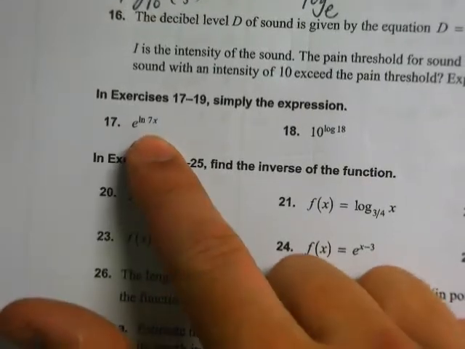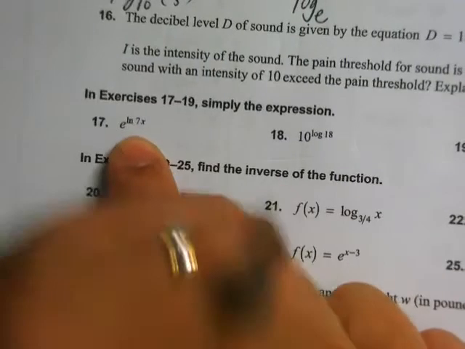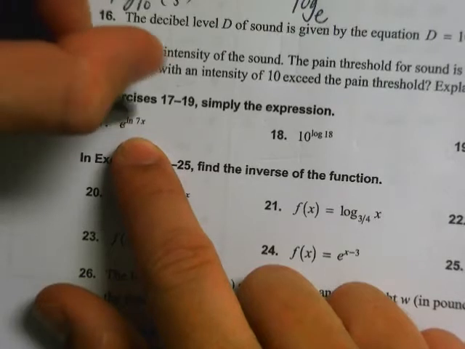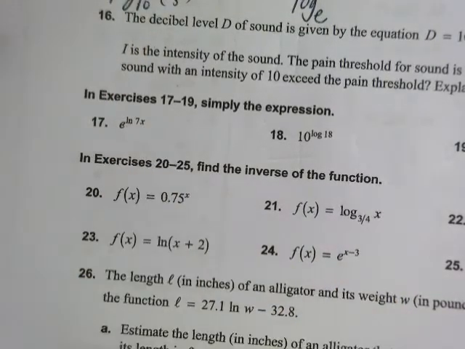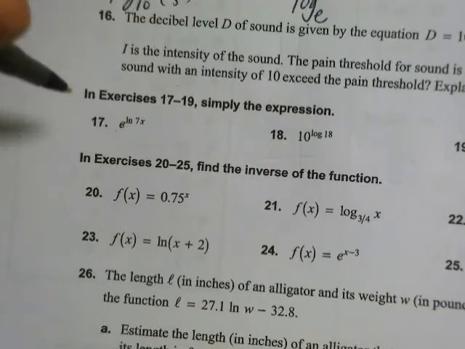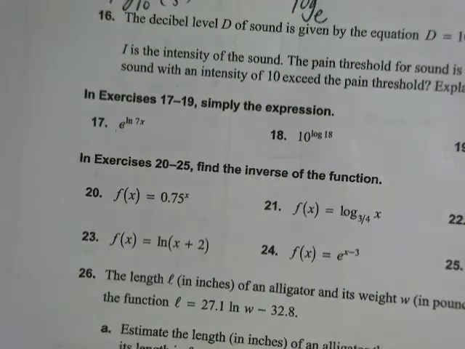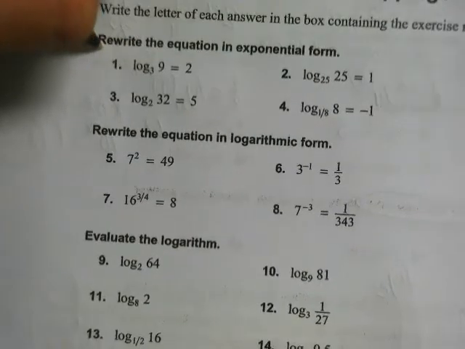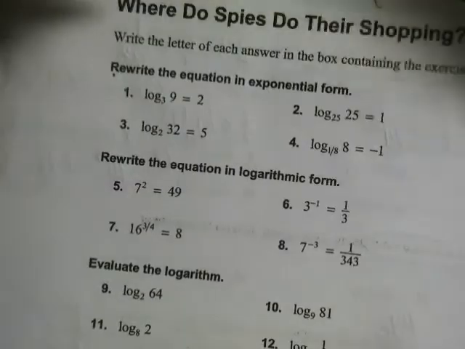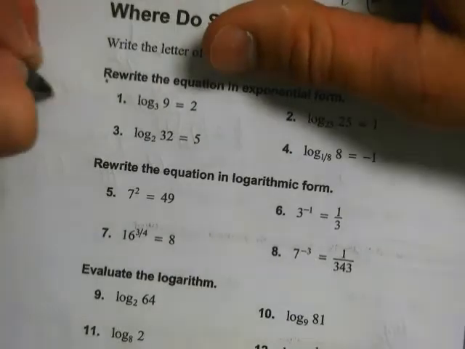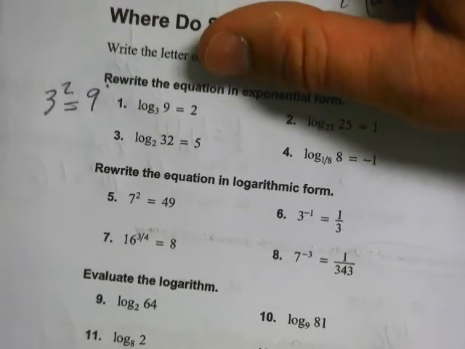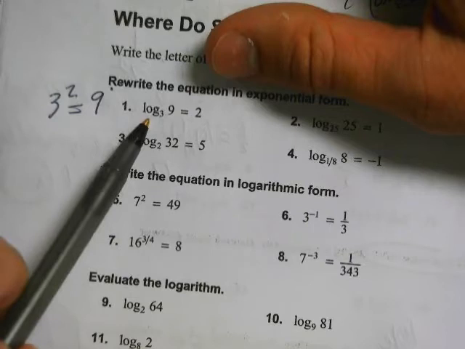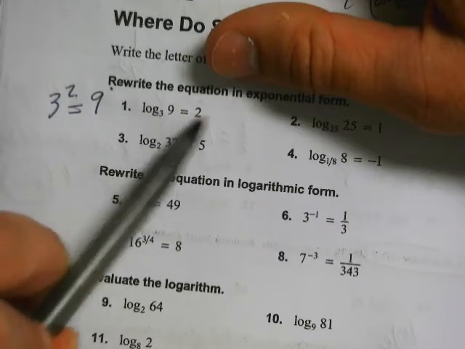Alrighty, simplifying the expression is a matter of us being able to take a log out. We're going to work on this the next time that we get together, by taking the log of both sides. Okay. We need to rewrite the equation in exponential form for our homework. So this means that 3 squared equals 9. In other words, 3 as our base, log base 3 of 9 equals 2.